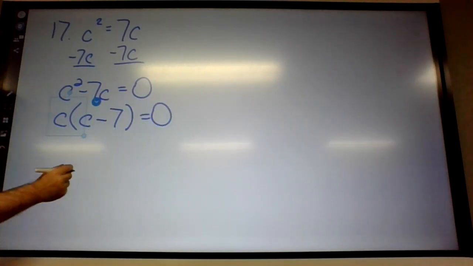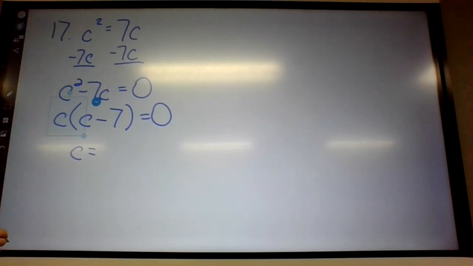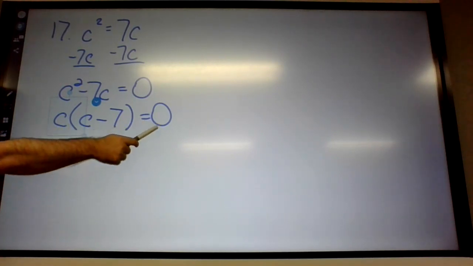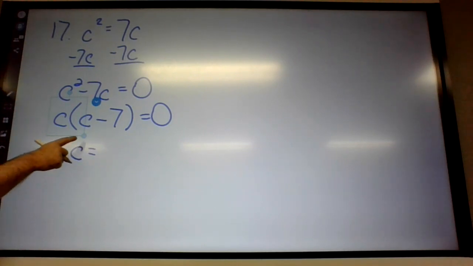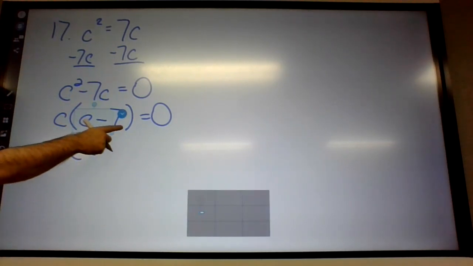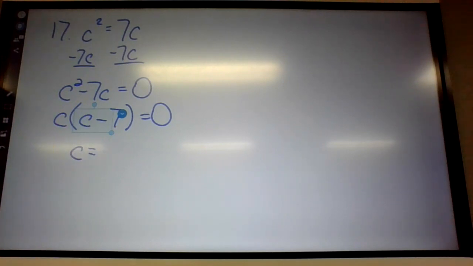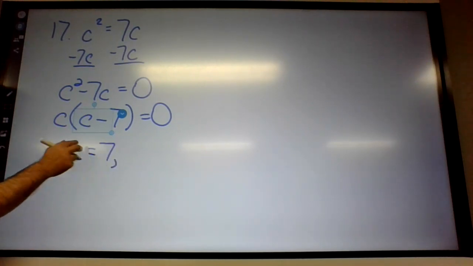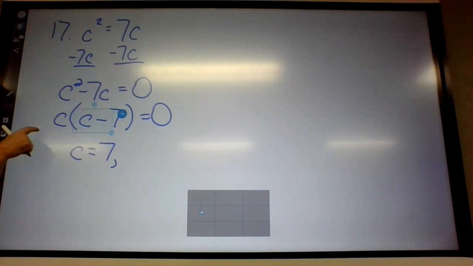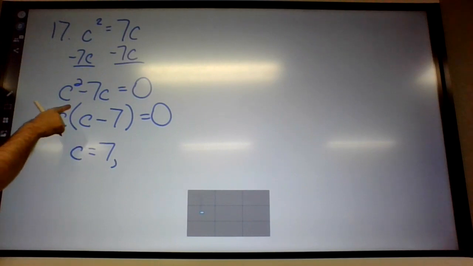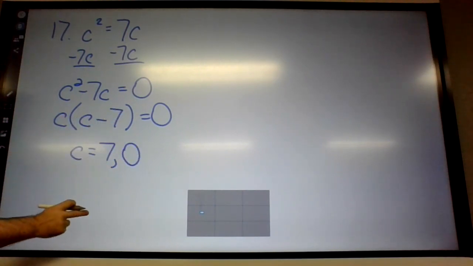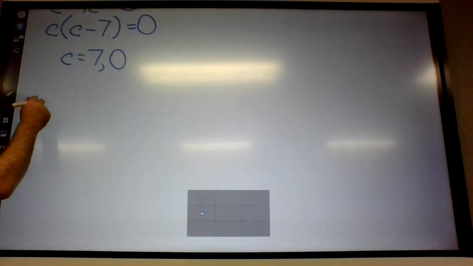So what values of c would make this equal 0? What values of c would make these factors equal 0? What could we put right here for c to make this equal 0? 7. Or if there's a c out here, 0. 0 times whatever is 0. Okay, 19.